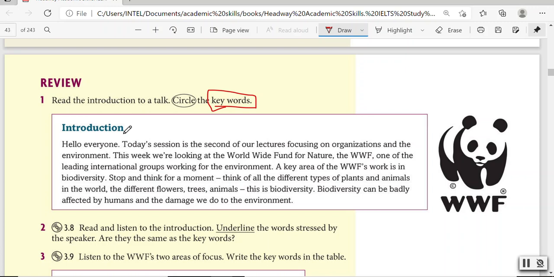This week we are looking at the Worldwide Fund for Nature, the WWF.